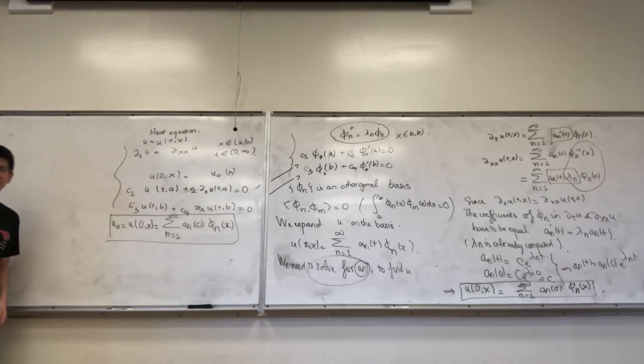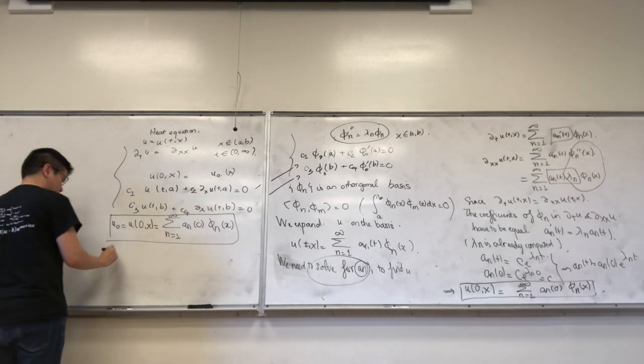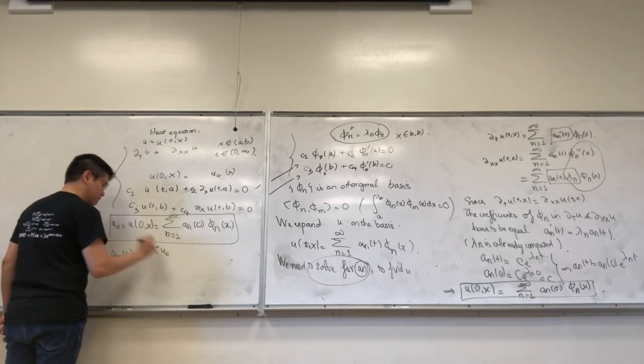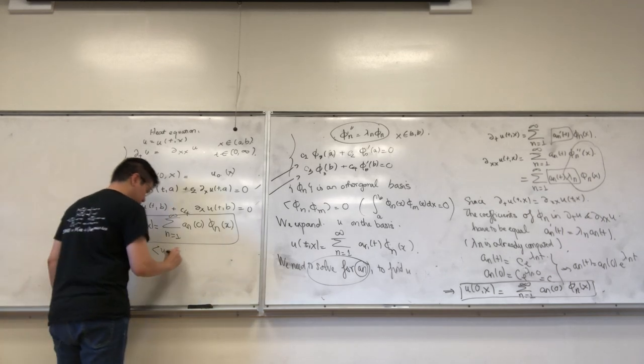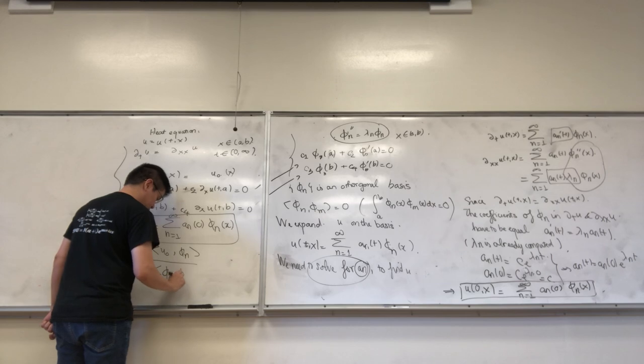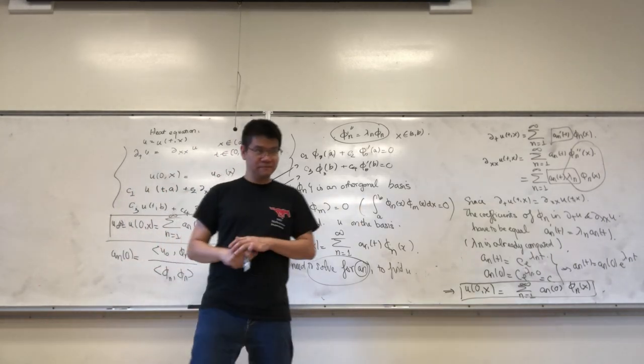So what is the formula for a_n(0)? It is the inner product of u_0 with phi_n over the inner product of phi_n with phi_n. So because of orthogonality, a_n(0) will be the inner product of u(x, 0) with phi_n divided by the inner product of phi_n with phi_n. All right. Questions?